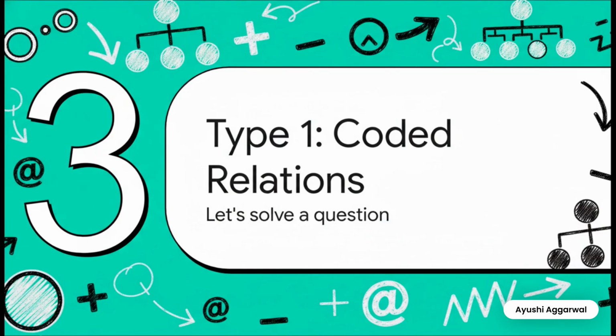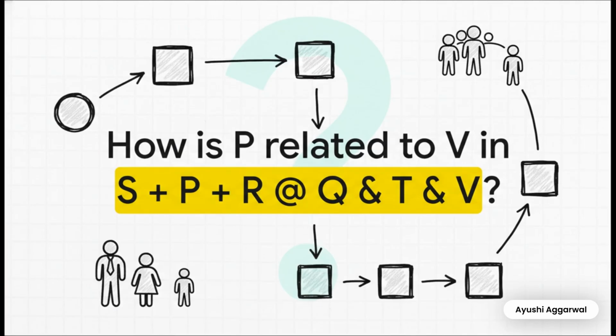We're moving on to our first question type, coded relations. In these questions, relationships are represented by symbols like plus, at the rate, and so on. Let's solve a real exam question together. Okay, here's the question. I know it looks a bit intimidating. S plus P plus R @ Q & T & V. But don't get scared, it's just a code. Our job is to be detectives, decode this piece by piece, and build our family tree.